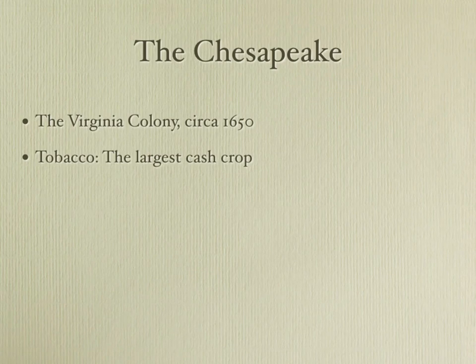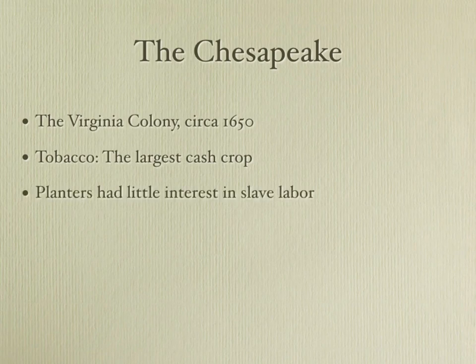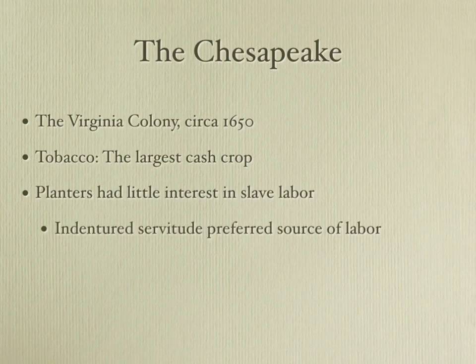Farmers are planting tobacco everywhere, even in the streets of Jamestown. In some streets you couldn't even ride down the street in a cart because there was so much tobacco being planted everywhere. It was the colony's largest cash crop and responsible for the beginning of slavery in the British colonies. Planters in the beginning had little interest in slave labor. What they were primarily focused on was indentured servitude as the preferred source of labor.